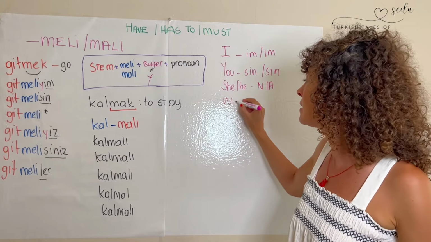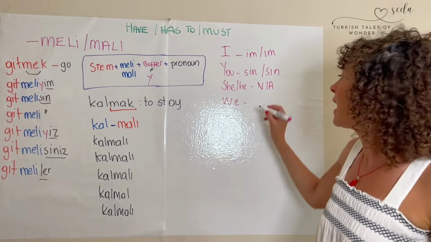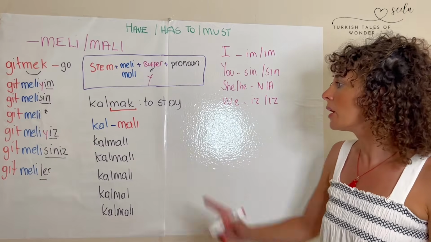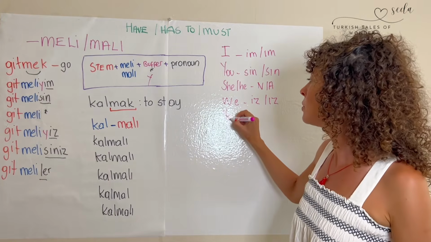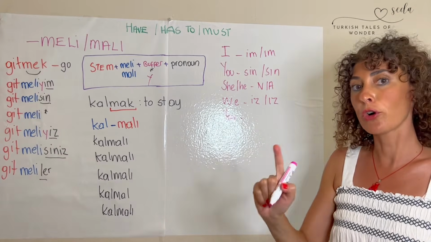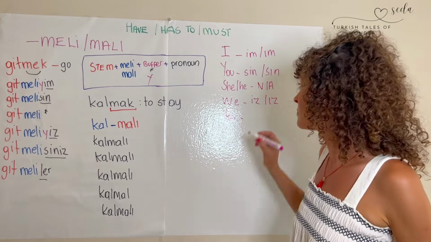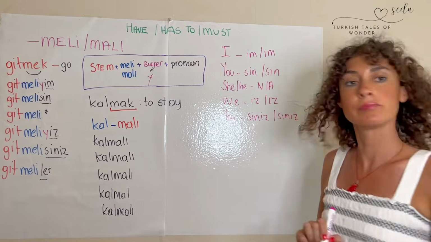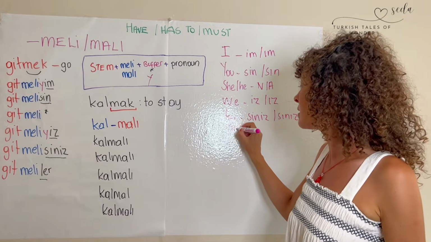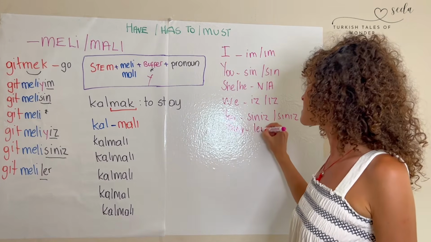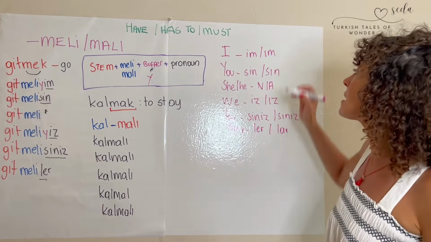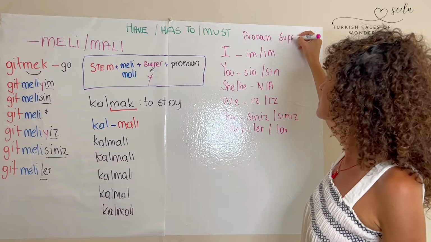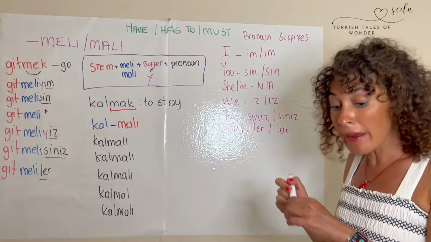And for we, we have iz, okay? For you, either singular, formal or plural, okay? Siniz, sınız. And for they, we have ler or lar. These are our pronoun suffixes. Okay? Now you have everything.